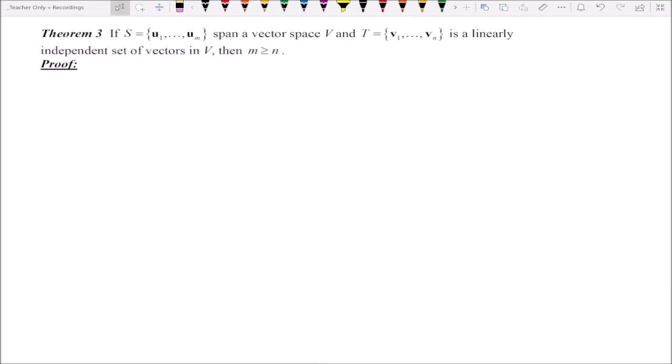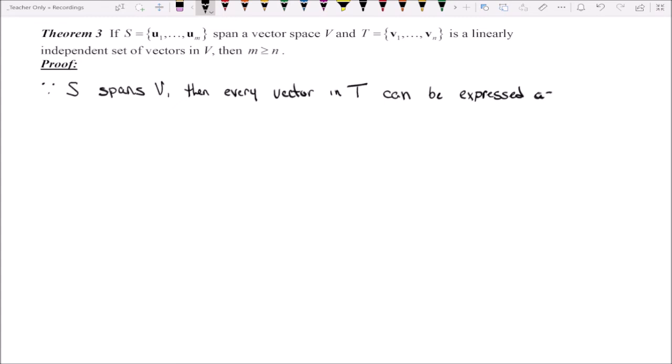Okay. Let's look at Theorem 3, which says if S spans a vector space V, and T is a linearly independent set of vectors in V, then the number of vectors in S has to be greater than or equal to the number of vectors in T. All right, so first of all, since S spans V, then every vector in T can be expressed as a linear combination of those vectors in S.